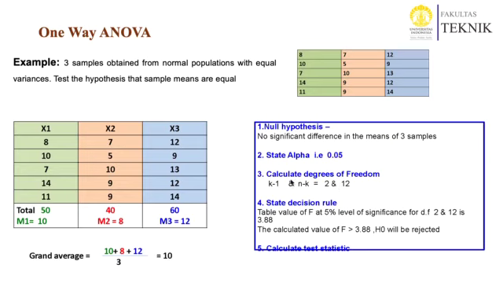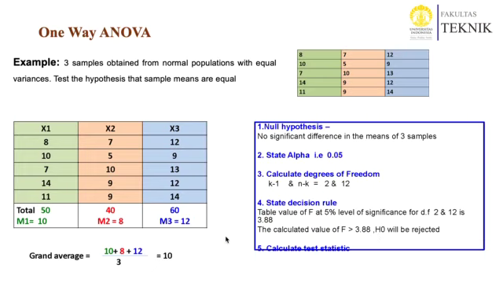We have to remember the degrees of freedom: k minus 1, where k is the total number of groups of samples, which is 3 minus 1 equals 2. And n minus k: we have n equal to 15 observations, 3 groups with 5 each, so total 15, minus k of 3, gives 12. So the degrees of freedom are 2 and 12. And then we need to state the decision rule. The table value of F at the 5% level of significance for df 2 and 12 is 3.88. If the calculated value of F is larger than 3.88, the null hypothesis will be rejected.